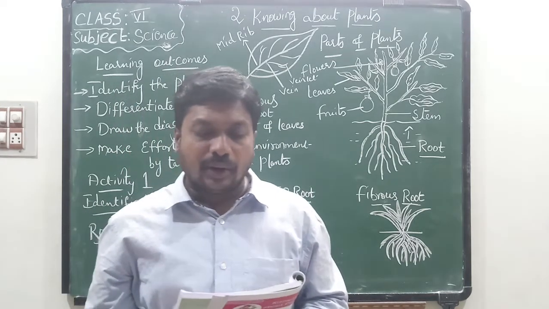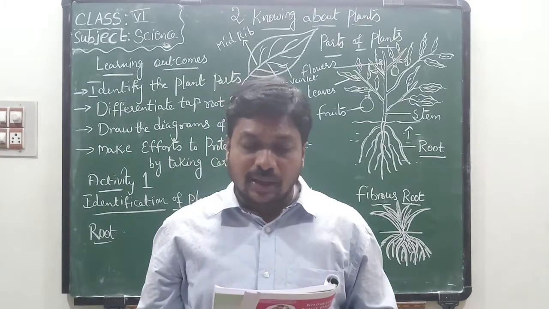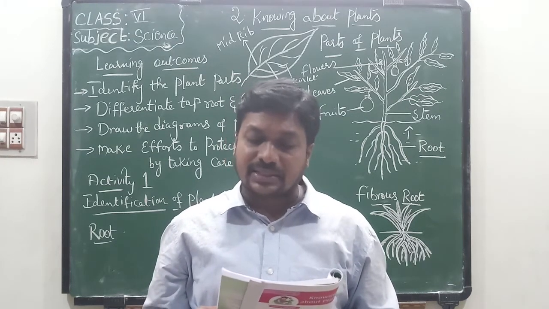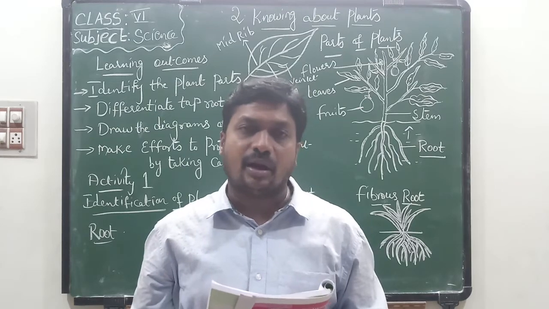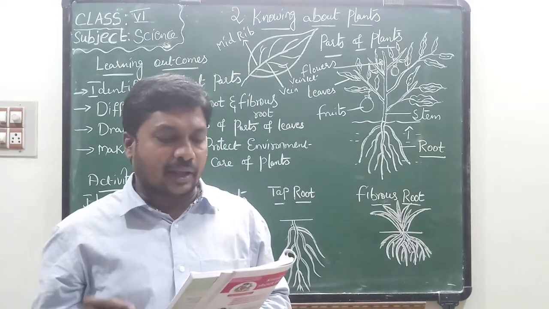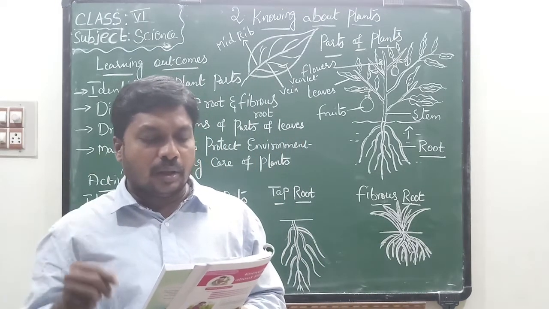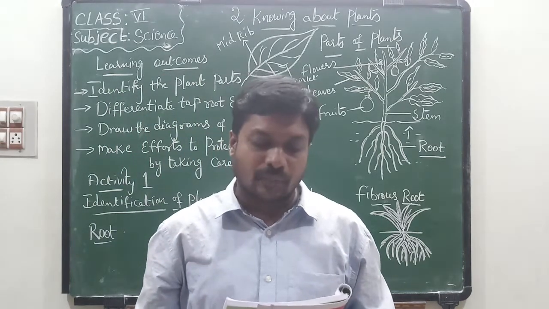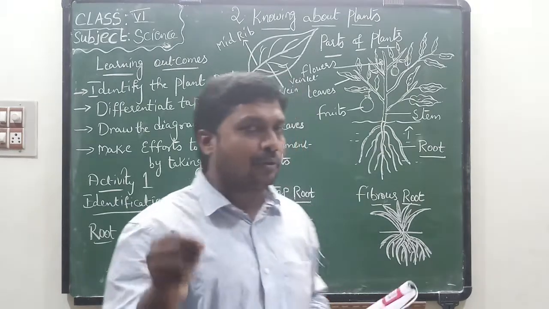Serial number, name of the plant, root yes or no, stem yes or no, leaves yes or no, flower yes or no. And they give 4 serial numbers: 1, 2, 3, 4. Write down. Name of the plant, there you have to write, children.